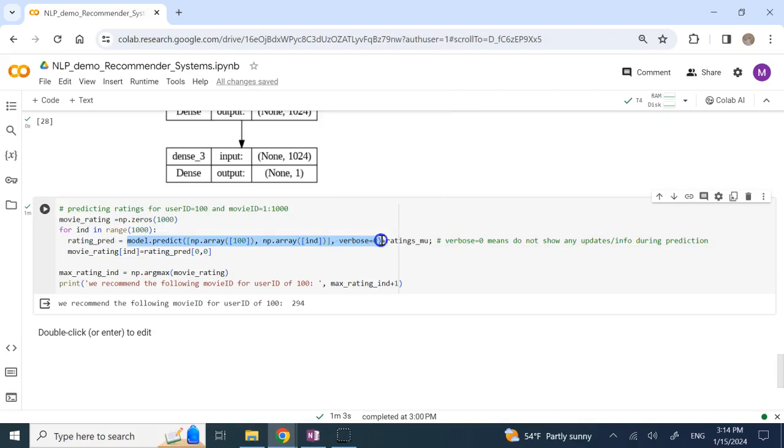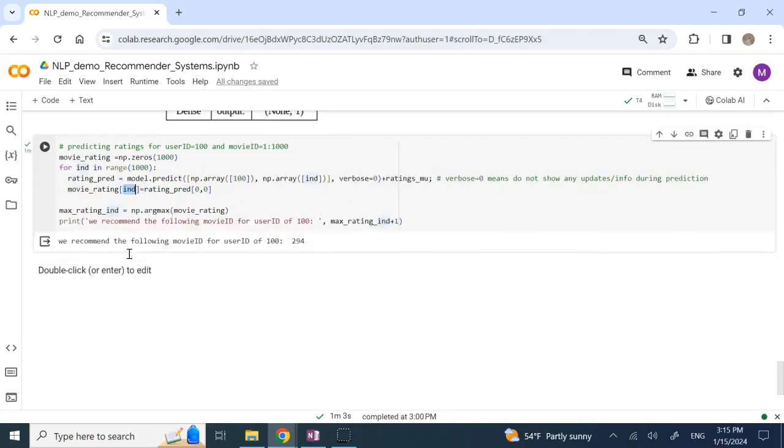And remember, we subtracted the average rating from everything. So now we have to add it back. This is undoing that standardization here. Okay, so we add that rating mu back to it, and store it as the ith value of this movie rating. And here by the 0, 0, we convert it to a scalar, so we can store it here.